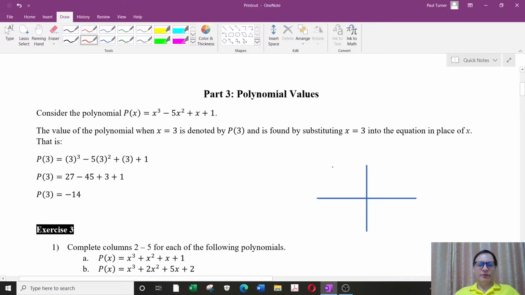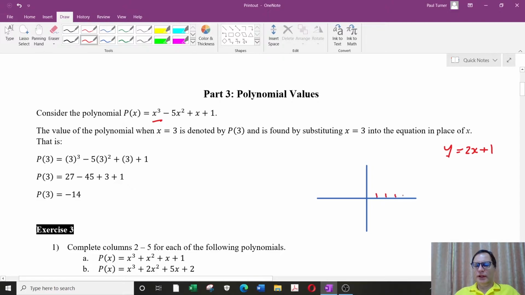Everyone, this is part 3 and the topic for today is polynomial values. I think before we start on cubic polynomials, as we see in the example, let's go back to a simple one, such as y equals 2x plus 1. This is a straight line, okay? I've drawn the axes here. Let's see if we can draw this line.